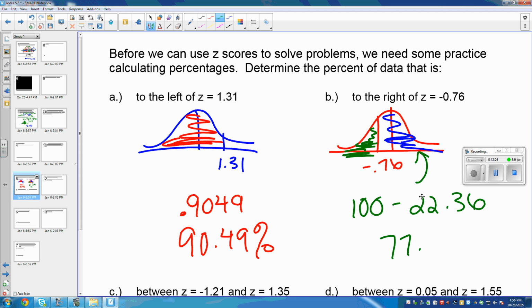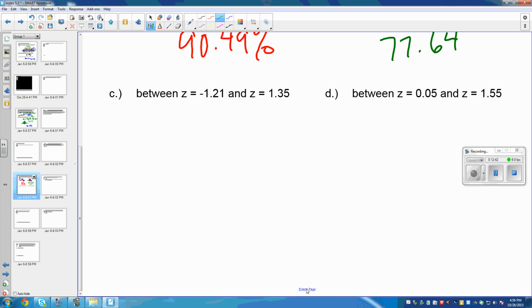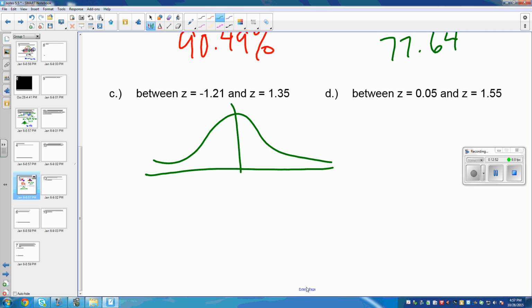Okay. So question C here says between negative 1.21 and 1.35. So draw your normal distribution. I always draw this. Put the middle as the mean. Put your negative 1.21 here. And I've got my positive 1.35 here. We want to know what's in between here. How do we get in between?